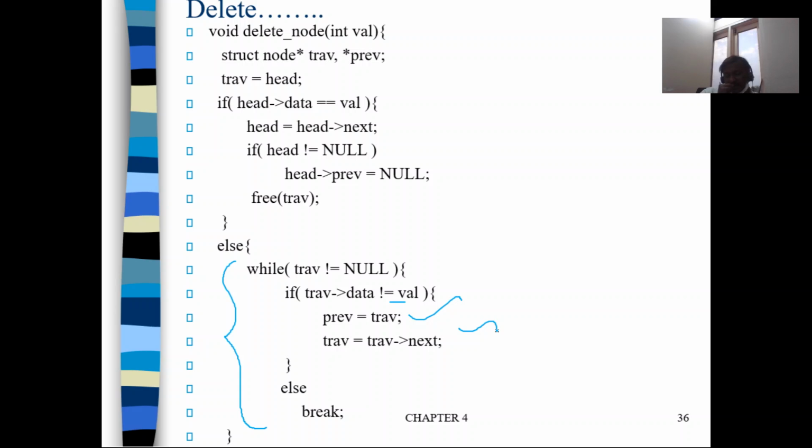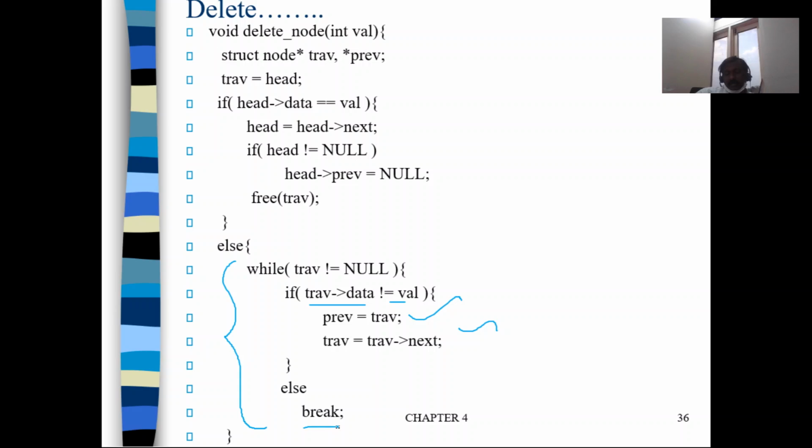Okay, that is, previous will always point to the previous node and traverse will point to the current node. Like that we update the pointer. How long do we update? Until you find the node which is to be deleted, that is, the node whose data part is equal to val. The moment you find it, the control will come out.